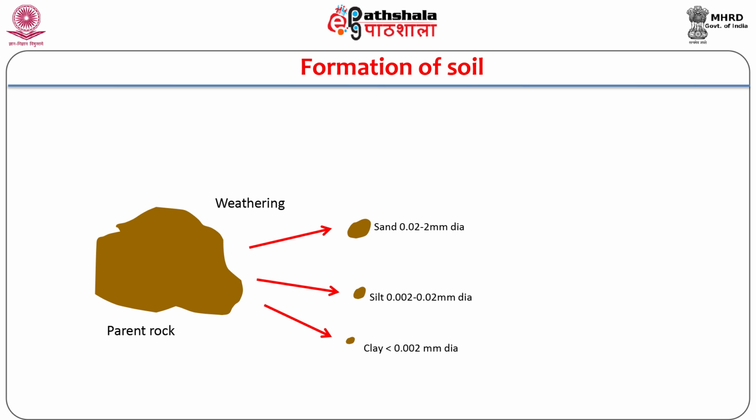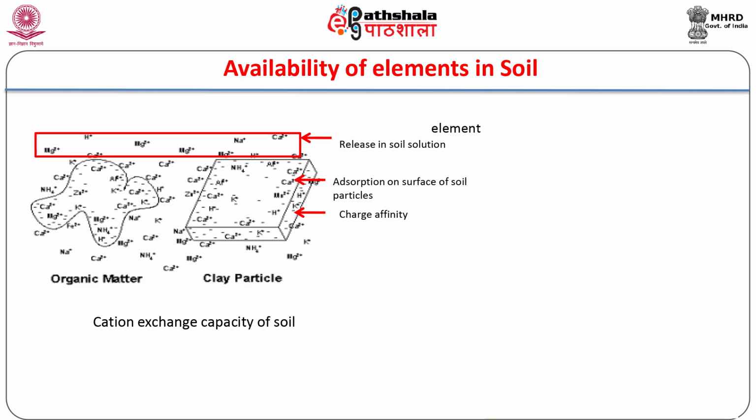Organic matter in the soil is called humus. Humus also contributes to the elemental composition of soil since it provides large adsorptive surface for elements. Soil and humus particles generally carry a negative charge on their surface, which attracts positively charged elemental ions and retain them in the soil matrix.